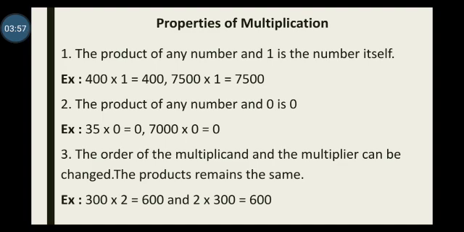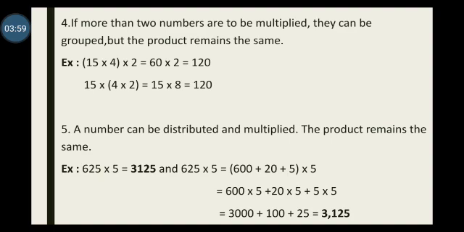Students, before you start exercise 4.1, there are two more properties. If more than two numbers are to be multiplied, we can group the numbers. Grouping the numbers in different ways also gives us the same answer. You can understand this property by the example as shown. We have three numbers which we want to multiply. The numbers are 15, 4 and 2.